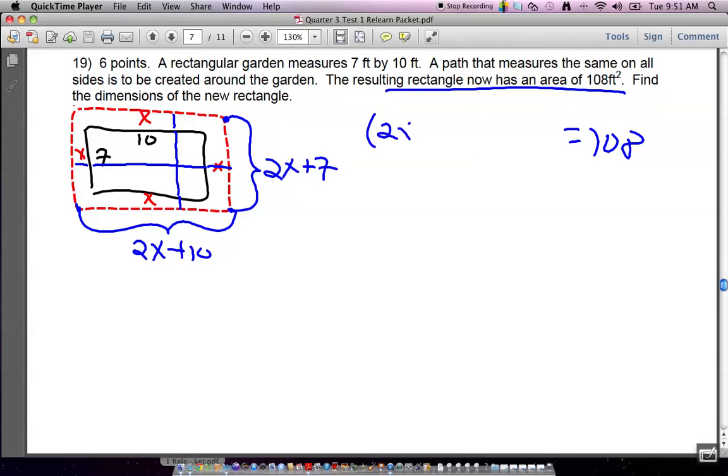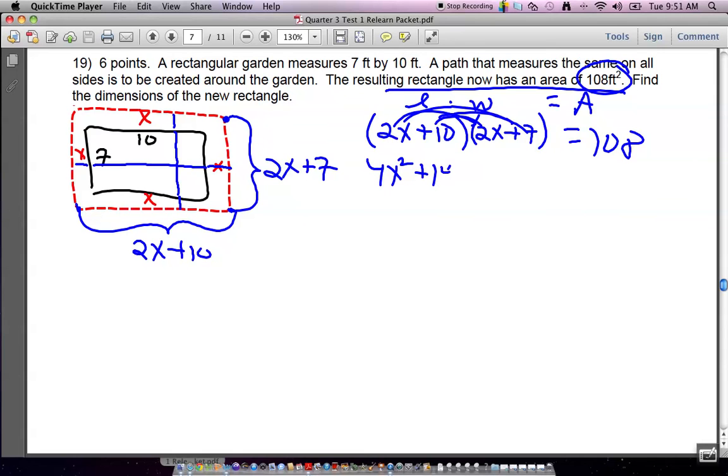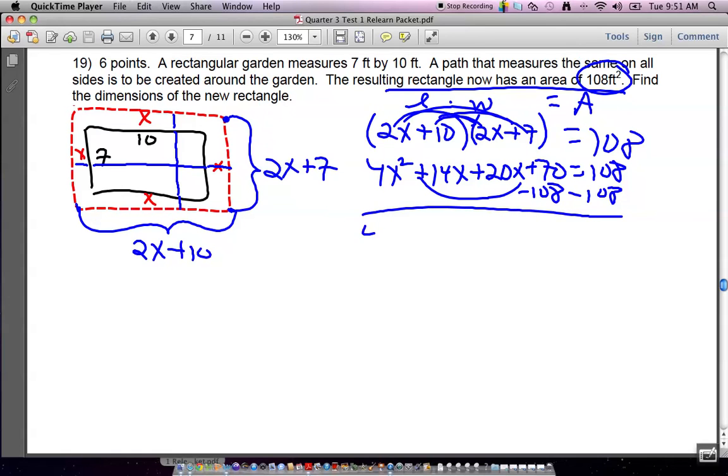So 2x plus 10, the length, times 2x plus 7, the width, is 108. In other words, length times width is area. It says the area right there. Now I'm going to double distribute, and I get 4x squared plus 14x plus 20x plus 70 equals 108. I can combine like terms here, and I can subtract 108. This is in the interest of saving a little room. You could do that in 2 different steps. Usually you would. 4x squared plus 34x minus 38 is 0.